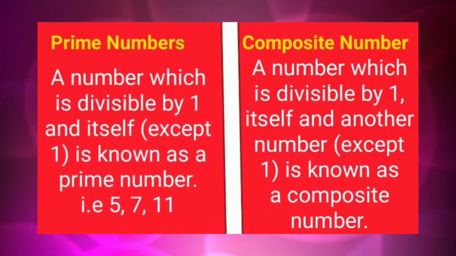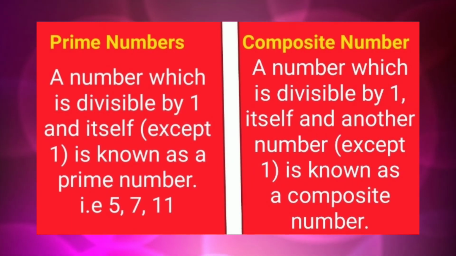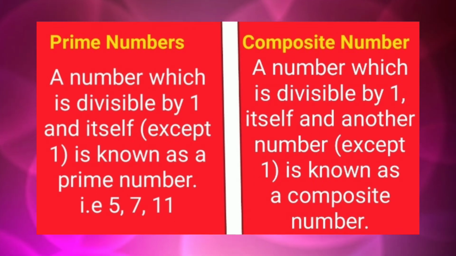A positive integer greater than 1 or an algebraic expression that has only two factors is termed prime. A prime number is divisible by 1 and itself only, except 1, and is known as a prime number. For example, 5, 7, 11 and so on.